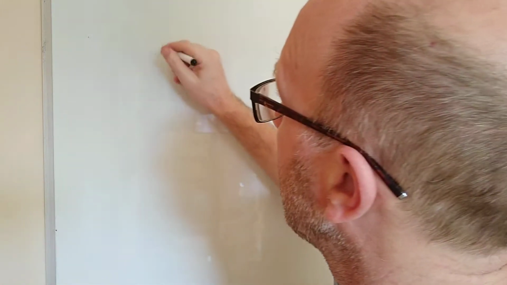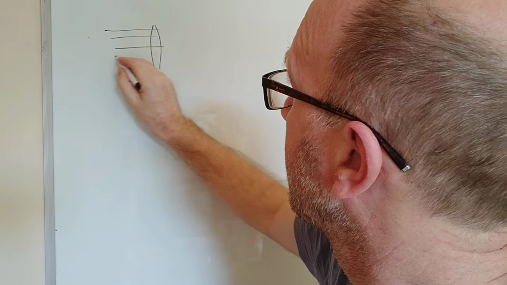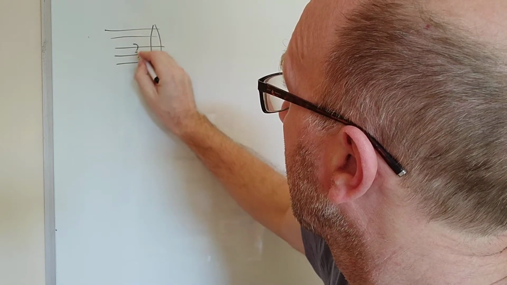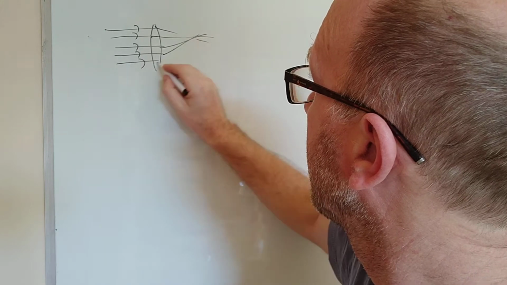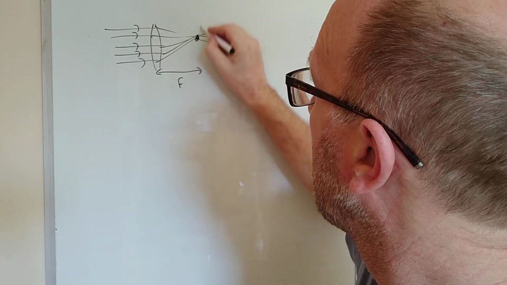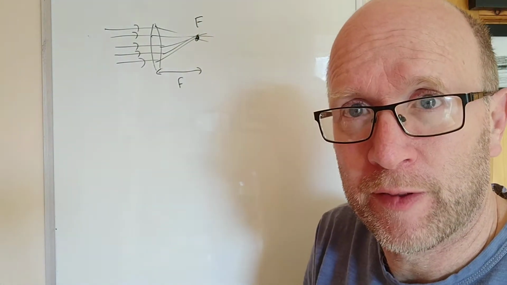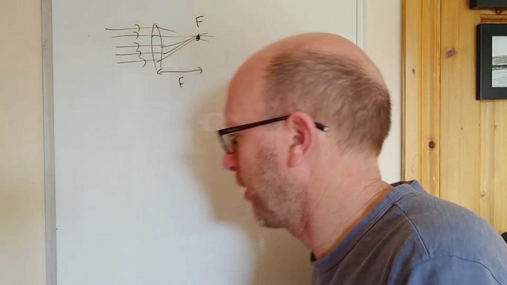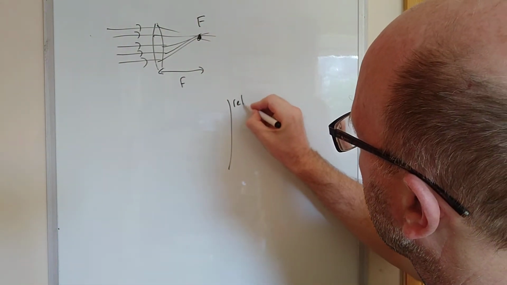Converging lens, we know that for a converging lens, if light rays come in parallel, they converge and meet at the focal point. And that's effectively how a camera works, and that's effectively how the eye works. So you have a screen at the back here, which is called our retina.